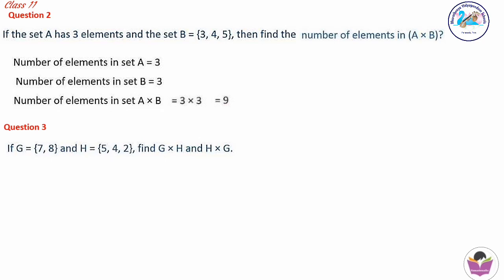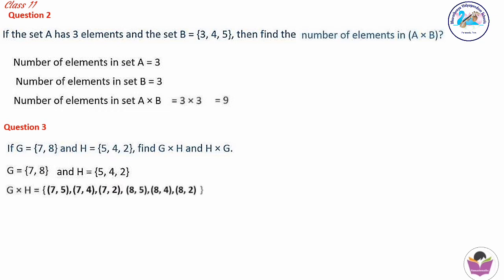Next is question number 3. If G is equal to set of 7, 8 and H is equal to set of 5, 4, 2, find G cross H and H cross G. These questions are also quite familiar for us because we have done them in examples. Here G set is given, H set is given. First of all, we have to go for finding G cross H. G cross H means first set is G, second set is H. So 7 we have to pair with 5, 7 with 4, 7 with 2. So 7, 5, 7, 4, 7, 2. Next element is 8 in the first set. 8 we have to pair with 5, 8 with 4, 8 with 2. So 8, 5, 8, 4, 8, 2. This is what G cross H.